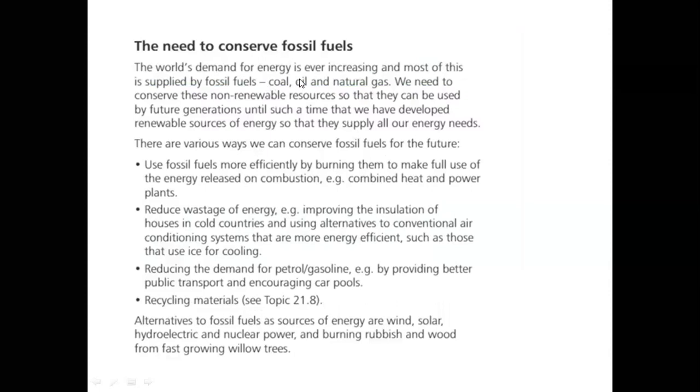We should conserve our fossil fuels, that is non-renewable resources. Coal, oil, and natural gas, we need these. We should conserve that. We should keep that for our future generations. Therefore, we should adopt certain ways to conserve these fossil fuels for the future.